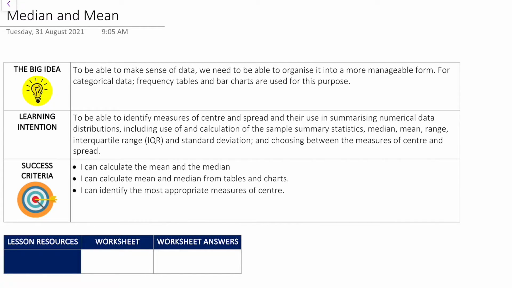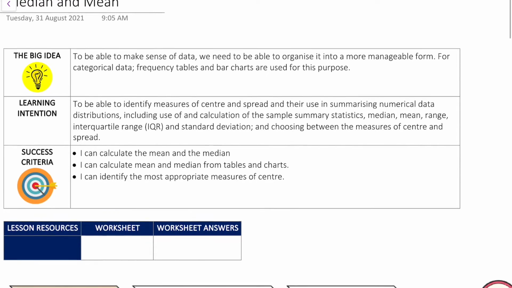The success criteria will be, and this is hopefully after the recording and then the worksheets, you'll be able to calculate the mean and the median. You can calculate the mean and the median from tables and charts, and you can identify the most appropriate measures of center. That is based on whether the mean is more appropriate or the median. And we'll go through how to determine when the median is more appropriate than the mean and vice versa.